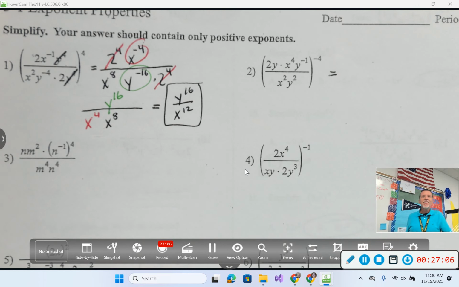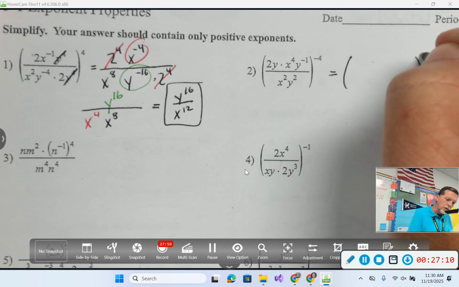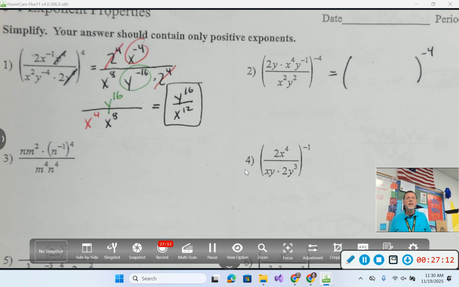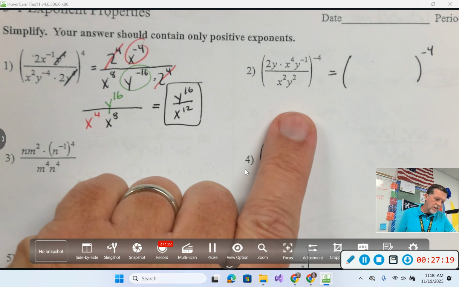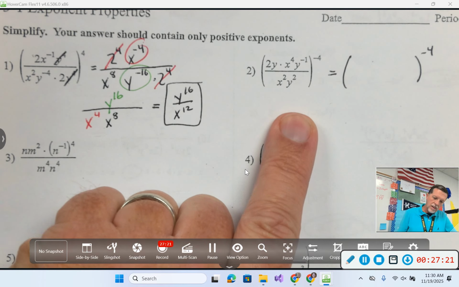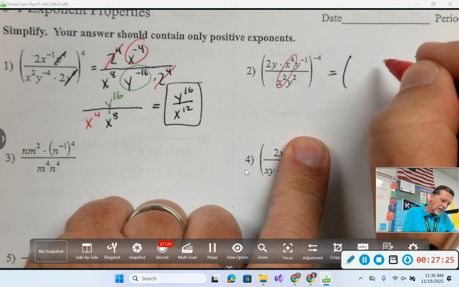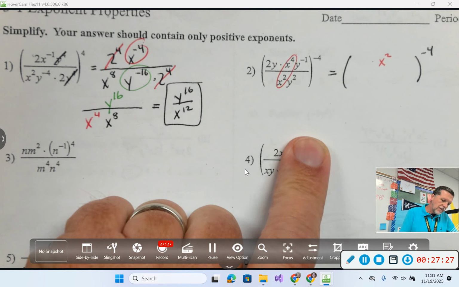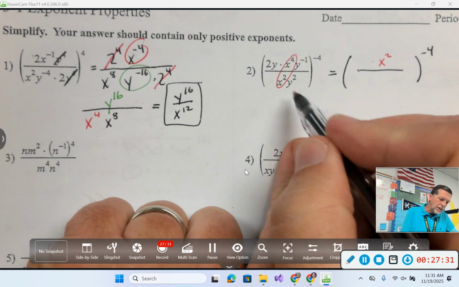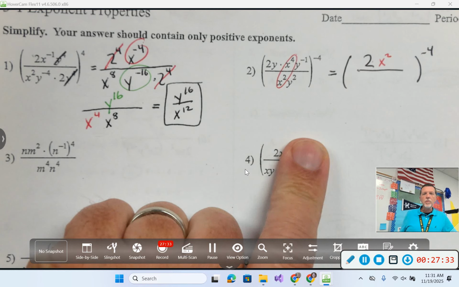Clean up the inside. So when you say clean up the inside, that means we're not worried about the negative 4 yet. We'll get to that in a minute. When we clean it up, what do I mean by clean it up? What could I do to clean that up? How about the x's? How many x's are there going to be? 2. Where? On the top. All right. That 2 doesn't have anybody to cancel with, so I can just go with the 2.